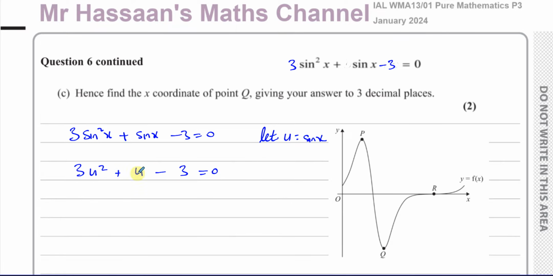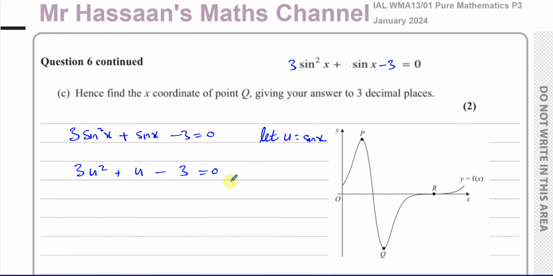Now, we want to try to factorize this first if we can. If we try to factorize this, we'll see you're going to need two numbers multiplied to give you -9, because you have to multiply these two together, and add to give you 1. I don't think there are any numbers that do that. To get 9, you have 9 and 1, 3 and 3. None of them have a difference of 1. So it looks like we cannot factorize this.